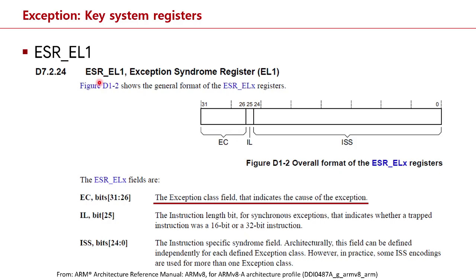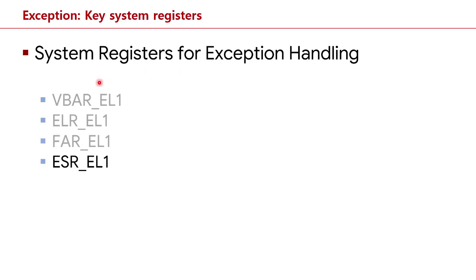Now that we have walked through the important system registers, VBAR_EL1, ELR_EL1, FAR_EL1, and ESR_EL1, in the next lecture we will explore the system registers related to virtual address configuration.